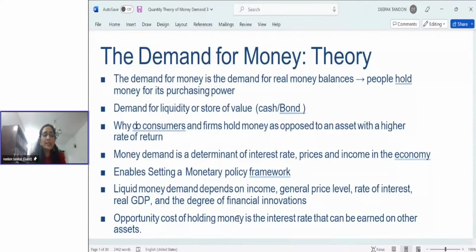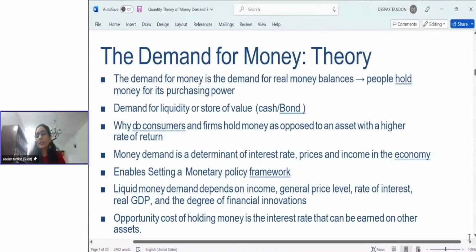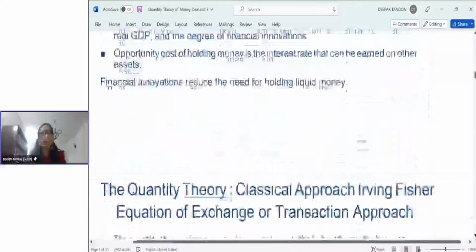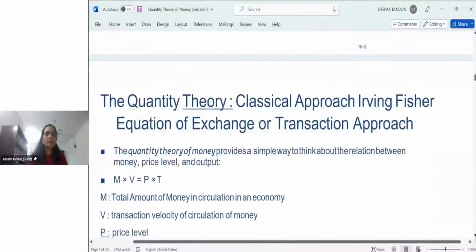If interest rates are higher, obviously you'll keep less cash because you do not want to lose that interest. So the opportunity cost of holding cash is higher when interest rates are higher, and the opportunity cost of holding cash is less when interest rates are low. I hope you are able to understand this. These are the fundamentals of theories of demand for money, basic factors you have to keep in mind.